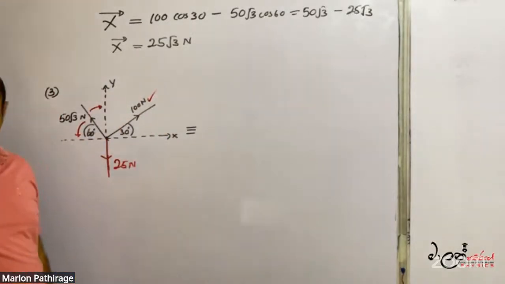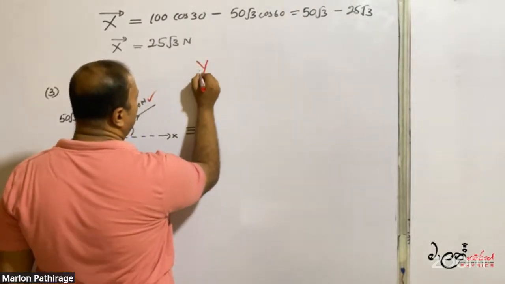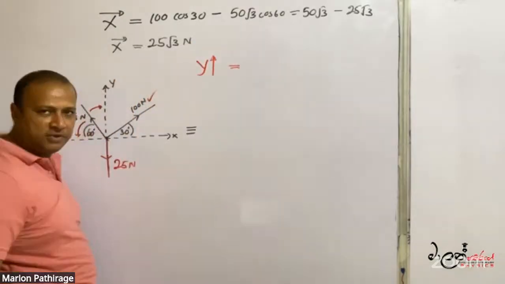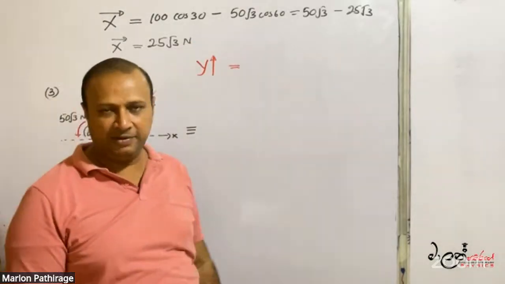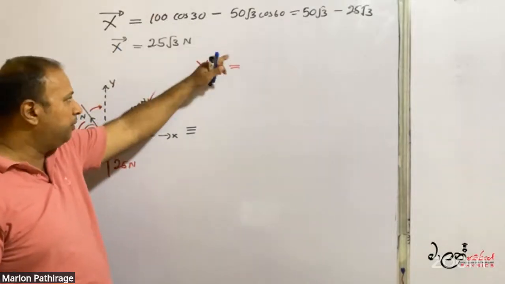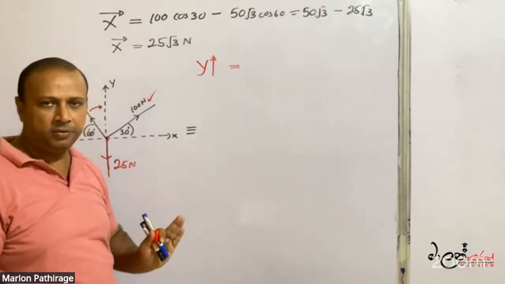Now, we can do the same thing in y direction. I will take the upward direction as the positive direction. Therefore, if there's any resolved component in upward direction, it will be positive. If any resolved component is in downward direction, it will be negative. That is the meaning of it.